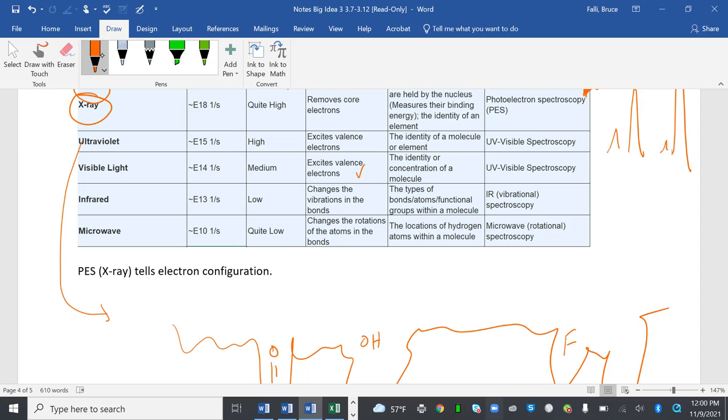Visible light, medium energy. It excites valence electrons. It tells us the identity or the concentration, which is what we use most often, the concentration of it. So that's visible spectroscopy. And that is the lab that you guys are working on now, A equals abc. That's Beer's Law.